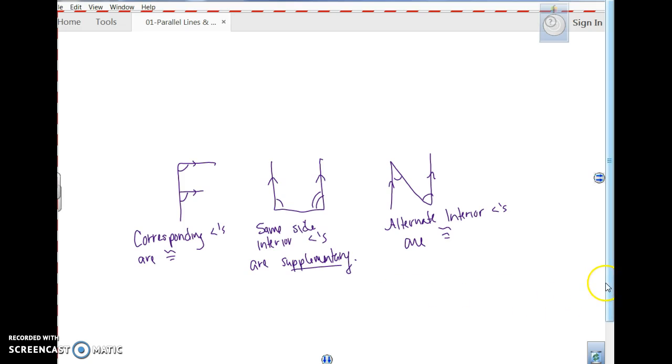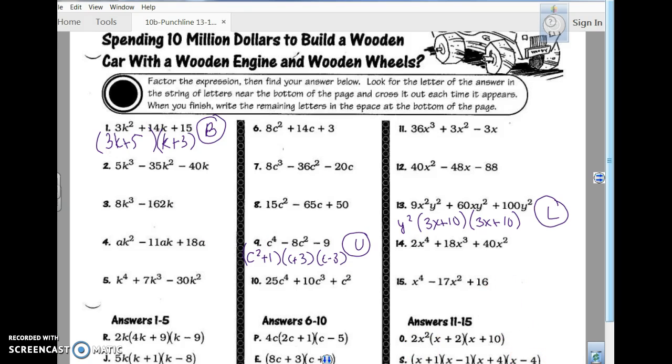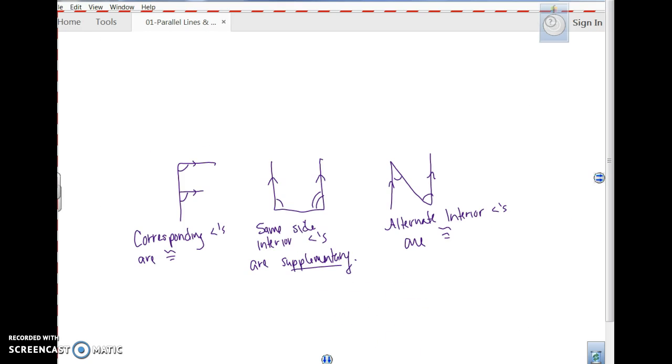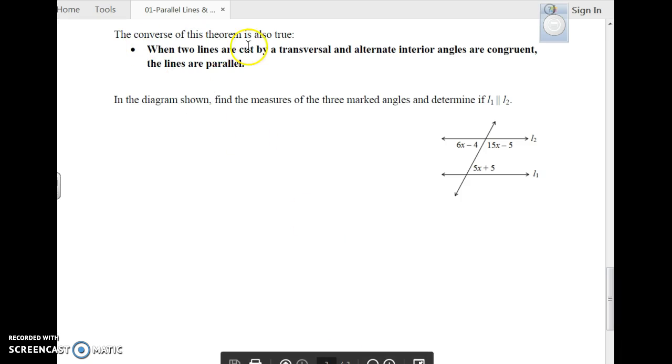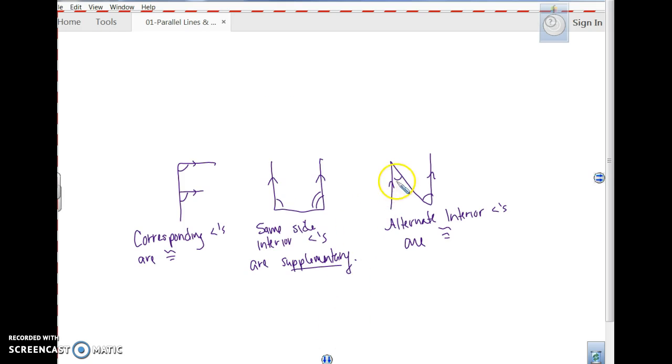Okay, so now let's go back up to the top of the page. Whoops, that's not the one. All right, so if we go back to the top of the page, the converse of this theorem is also true. When two lines are cut by a transversal, and the alternate interior angles are congruent, then the lines would be parallel. So if we think about our fun angles, here's our fun angles. If these alternate interior angles are congruent, that means these lines are forced to be parallel.